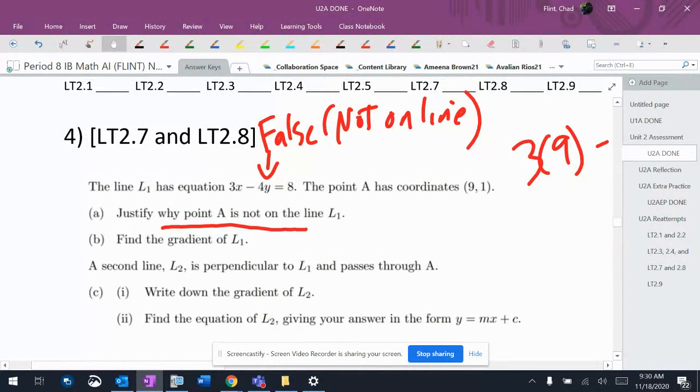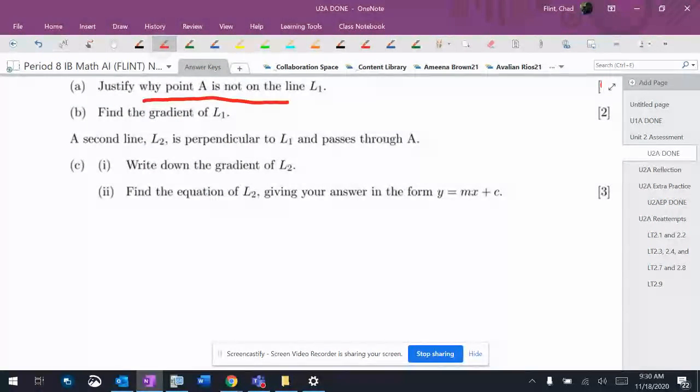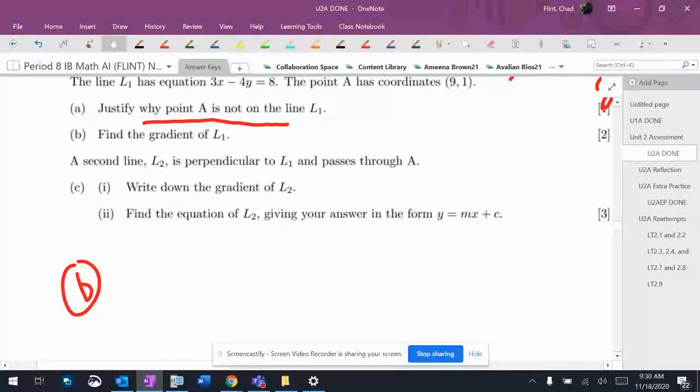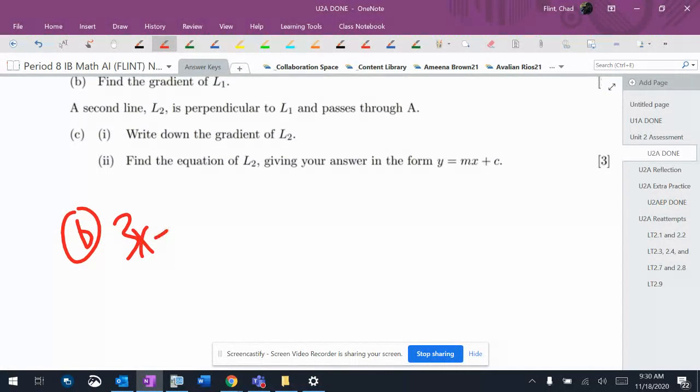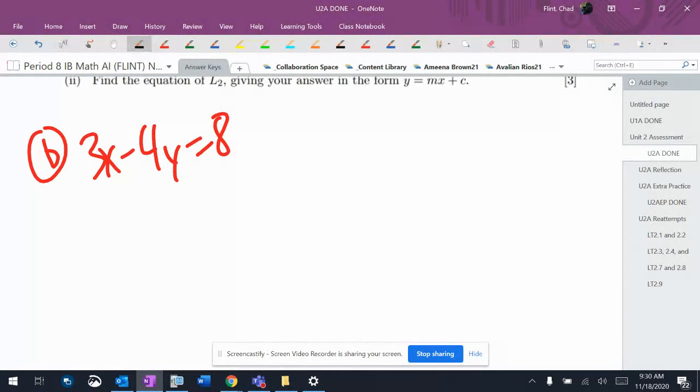So it says find the gradient of L1. So I'm going to come down here. I'm going to rewrite that equation. 3x minus 4y equals 8. To get a gradient from an equation, it has to be y equals. So I got to move everything around, more algebra.